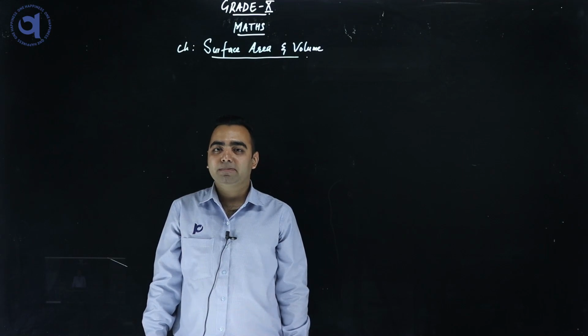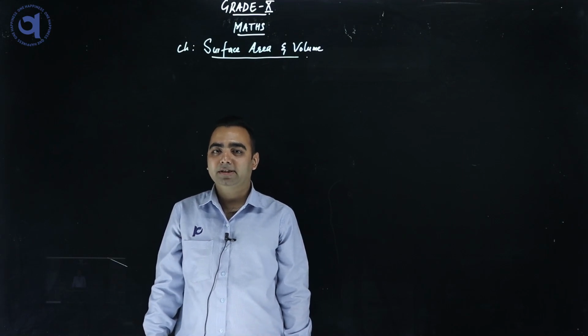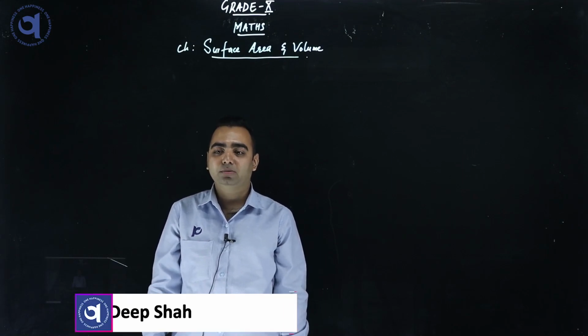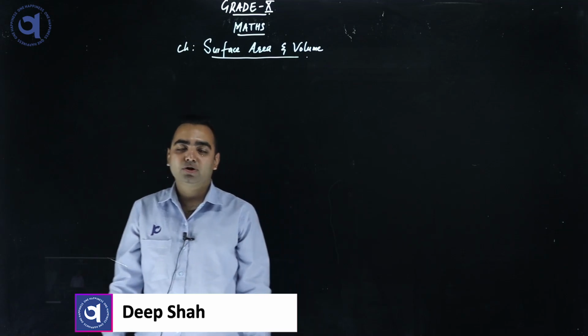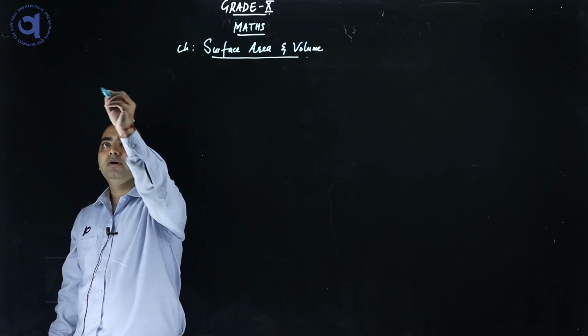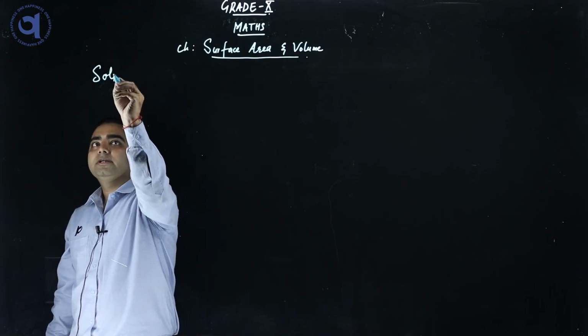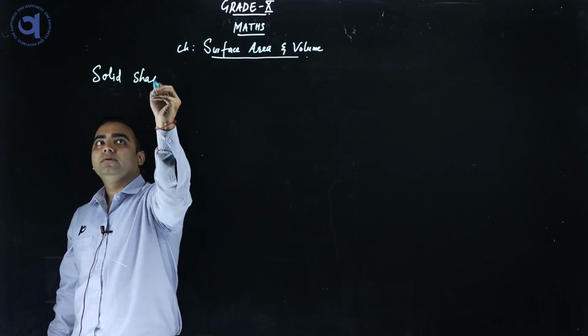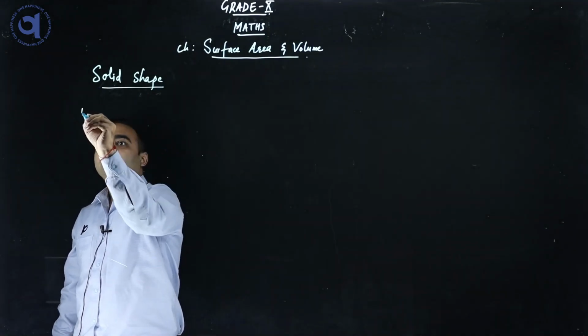Today I am going to teach maths of grade 10th and we have selected the topic that is surface area and volume. Now let us see what are the different solid shapes, its formula, its volume, area, everything we will see now. So what will be the first solid shape we will take, that is cube. So let us see how the cube looks.